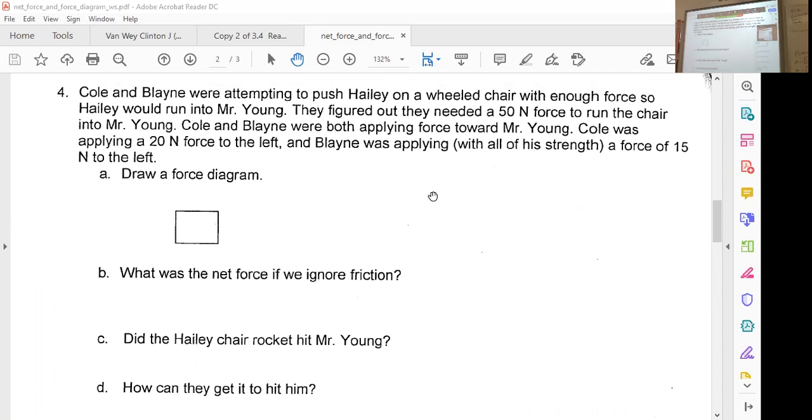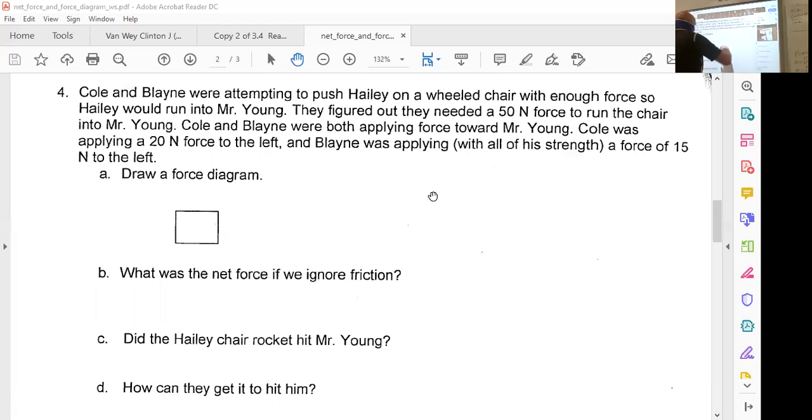Cole, Blaine, and Haley. Okay, they're trying to push Haley on a wheeled chair, not a wheelchair, a wheeled chair, with enough force that she can run into a fourth person, Mr. Young. They figured out they needed 50 newtons of force to get the chair to hit him. They were both applying force toward Mr. Young. Okay, here we go. Cole was applying a 20 Newton force to the left.